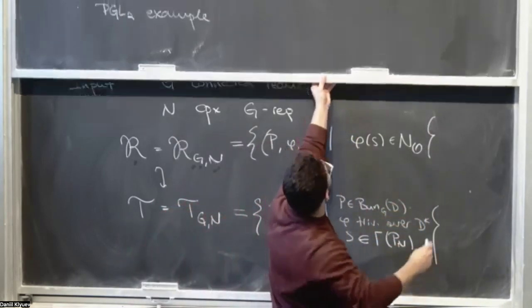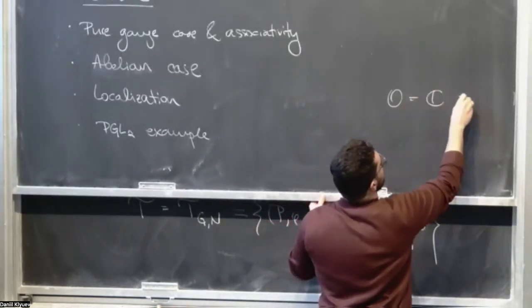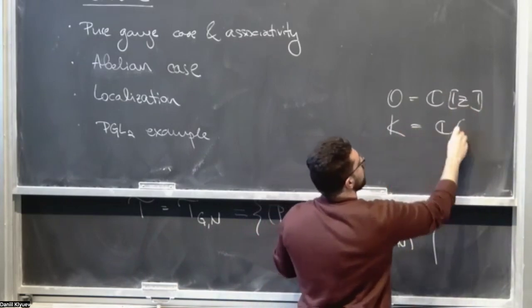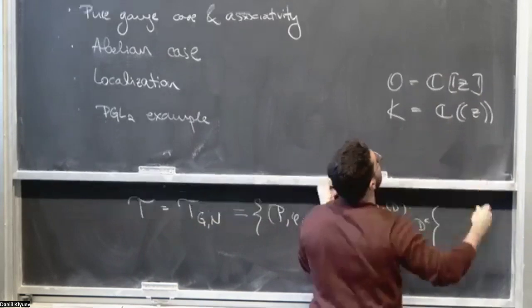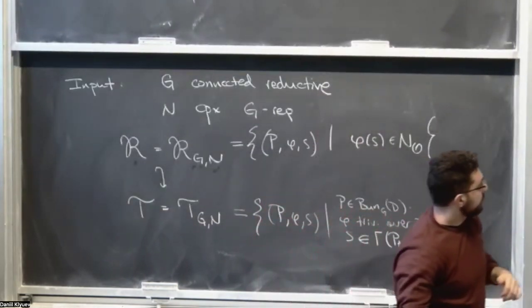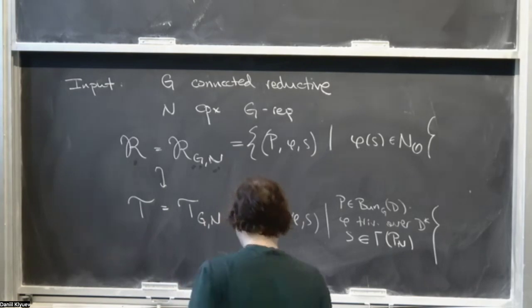Maybe a quick recap of the notation. O is the power series ring, and K is the Laurent series ring, always. Sorry, I'm moving blackboards quite quickly. Oh, it's all right.